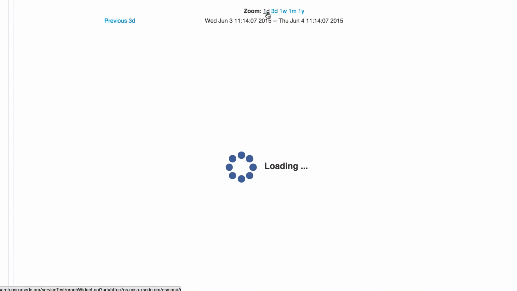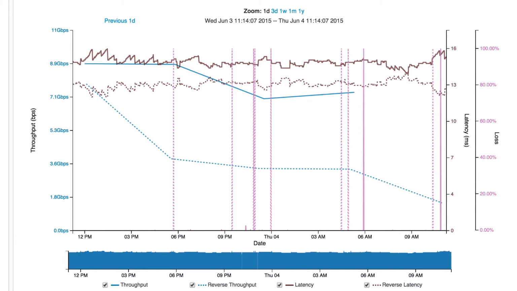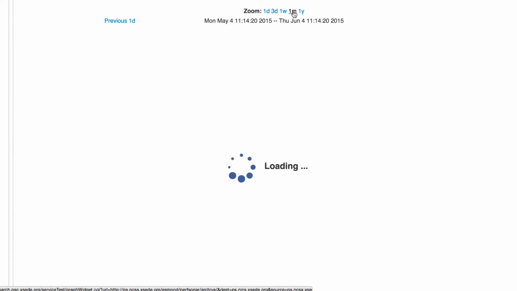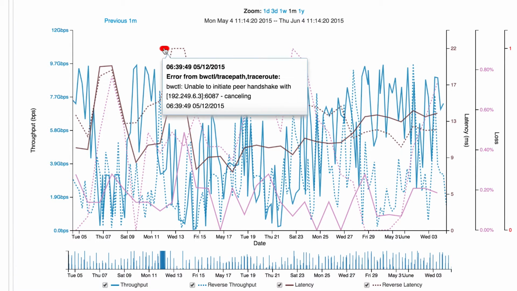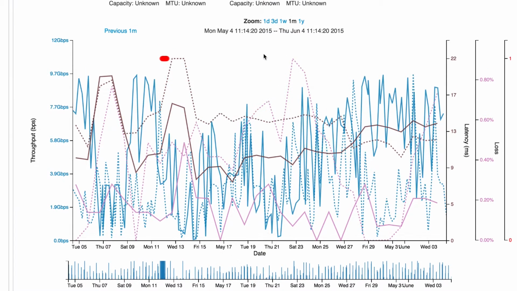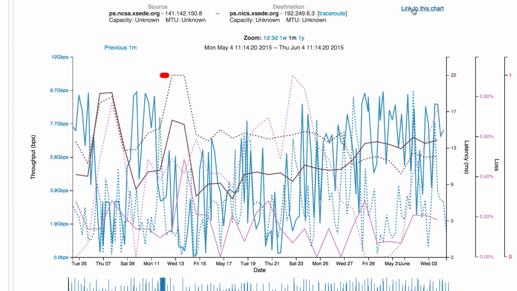You can also quickly zoom in between 1 day, 3 days, 1 week, 1 month. Here's zooming in on 1 day. Here's zooming all the way out to 1 month. And here's an example where it shows that there was some errors for a little while that got resolved.